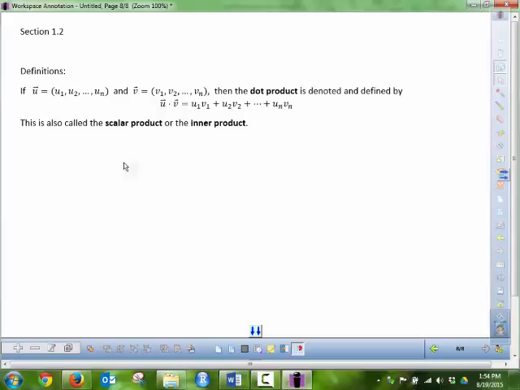I don't know why. I'll tell you why later on. There's also something called the outer product, which is kind of cool, but we won't talk about that until we talk about matrices.